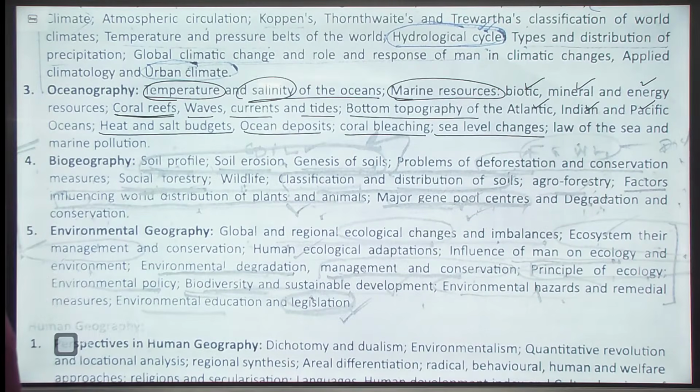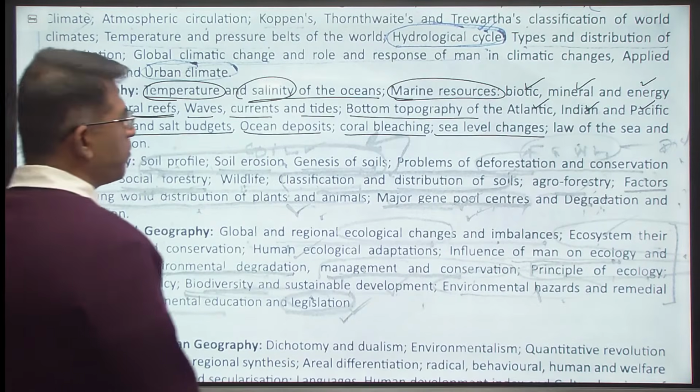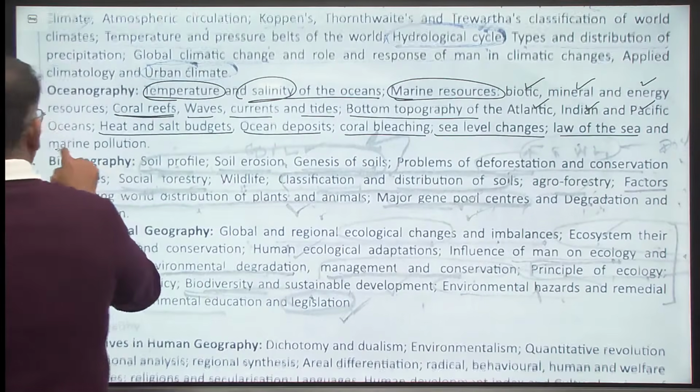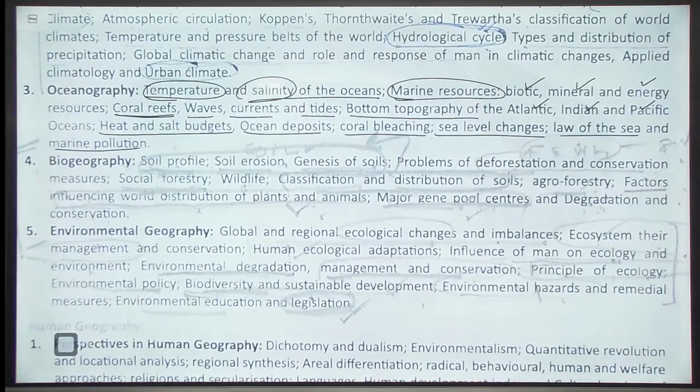And the laws of the sea and marine pollution. Again, this is one unit of geography optional, which is almost 95% relevant for the GS also.